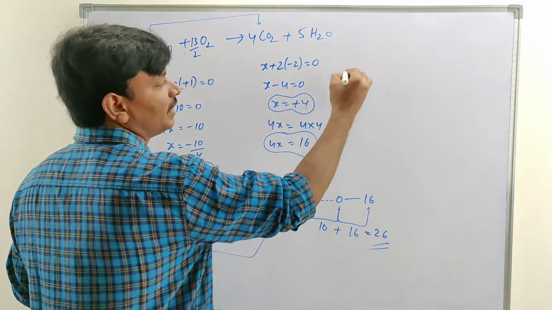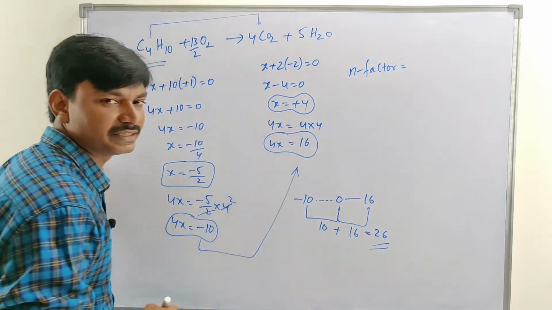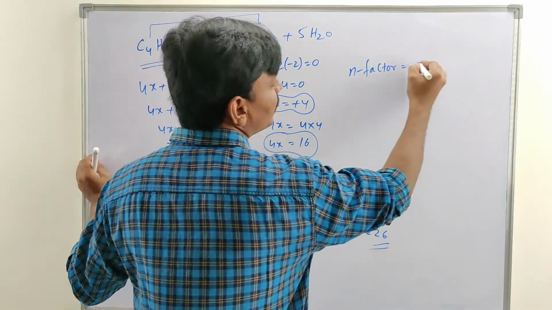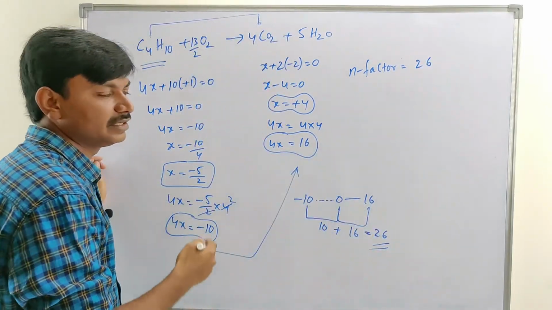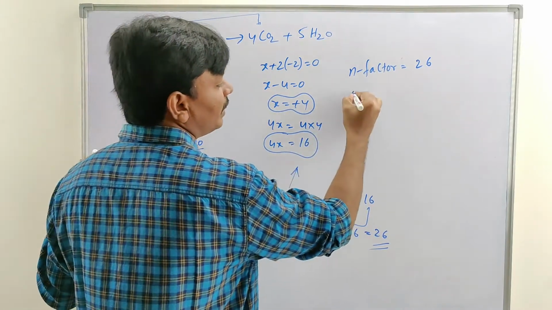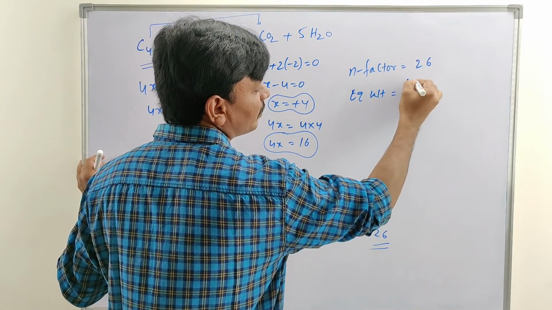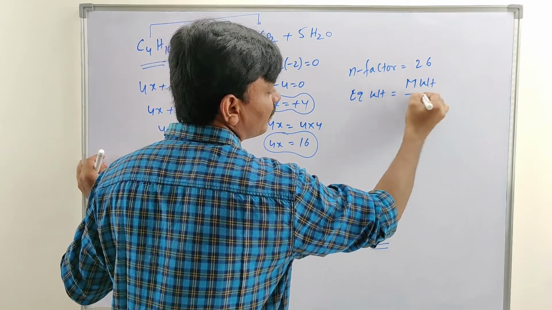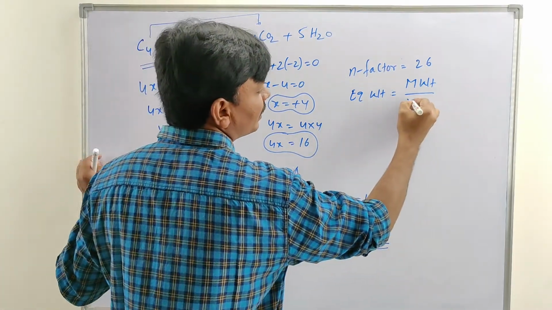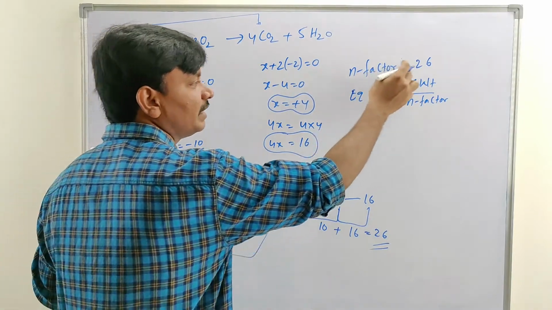26 electrons are involved in the given conversion. That's why the n factor value for C4H10 for this reaction is equal to 26. And how to calculate its equivalent weight? Equivalent weight of the given component is equal to the molecular weight of the given component divided by n factor value. Here n factor is equal to 26.